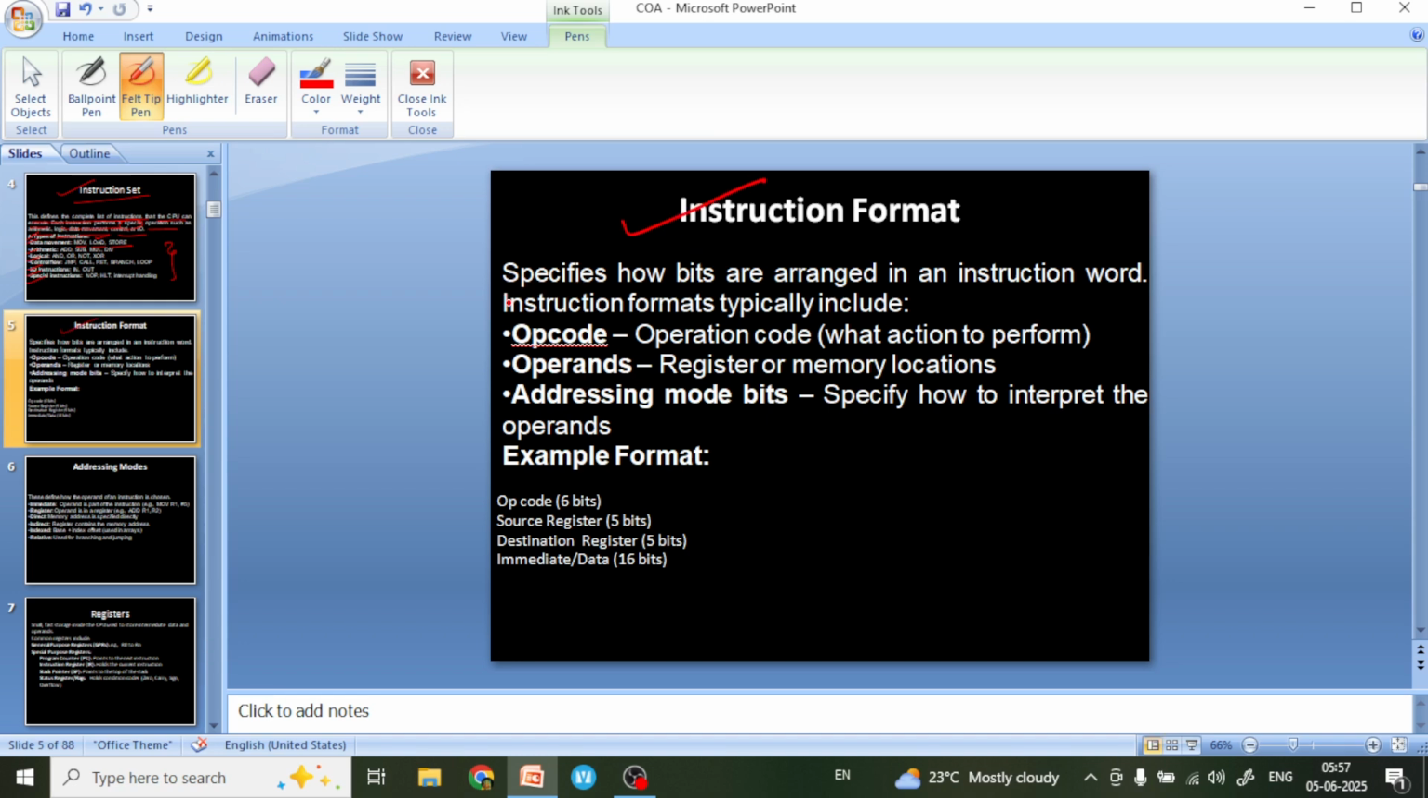Now next is instruction format. Instruction format specifies how bits are arranged in an instruction word. An instruction format typically includes opcode, operands, addressing mode bits, etc. Opcode means operation code, what action is to be performed: addition, subtraction, multiplication, division, etc. Operand means a register or memory location where we store the variable. Addressing mode bits specify how to interpret the operands. For example, opcode 6 bits, source register 5 bits, destination register 5 bits, and immediate or data 16 bits. These are examples of some instruction formats.